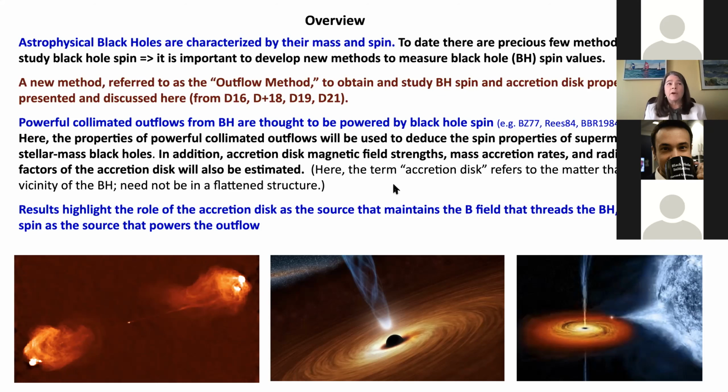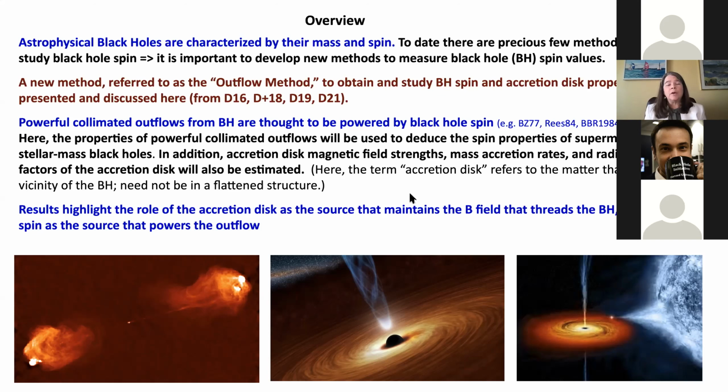Here, I'm going to be using the properties of the outflows to study the spin properties of supermassive black holes and stellar mass black holes. As a byproduct of these studies, you can also determine the accretion disk magnetic field strengths, the mass accretion rates, and the radiative efficiency factors of the accretion disk. And this is all done without specifying a particular accretion disk model. So in some sense, it's model independent. And at the end, you can use these results to study accretion disk models.